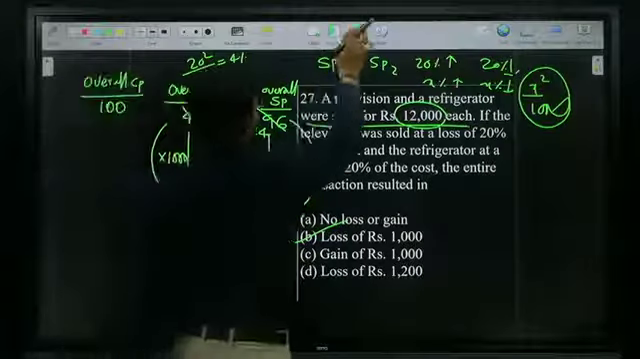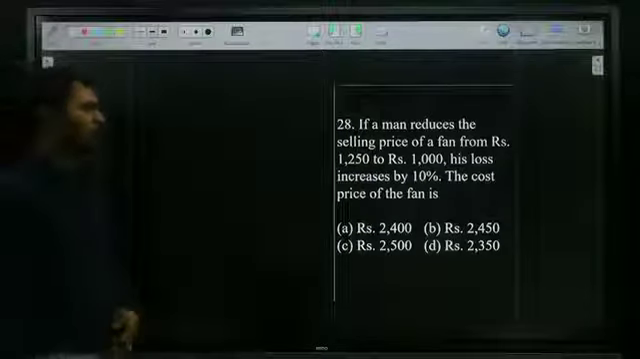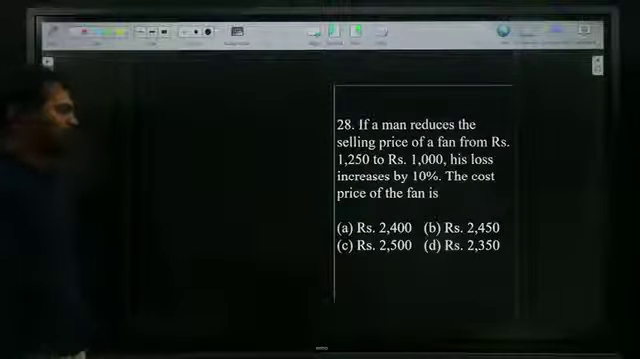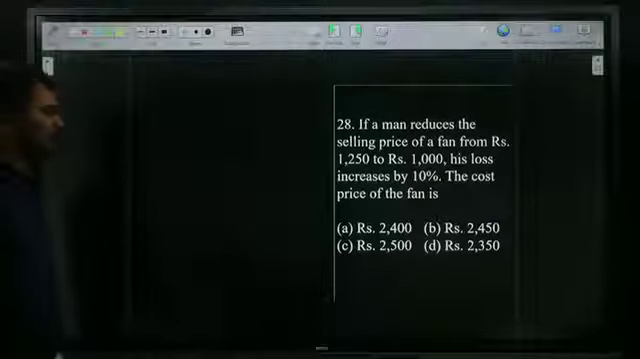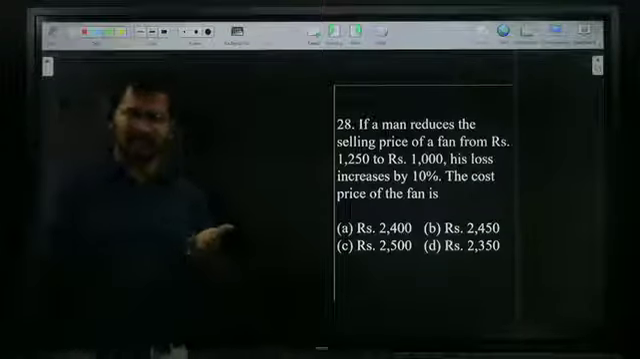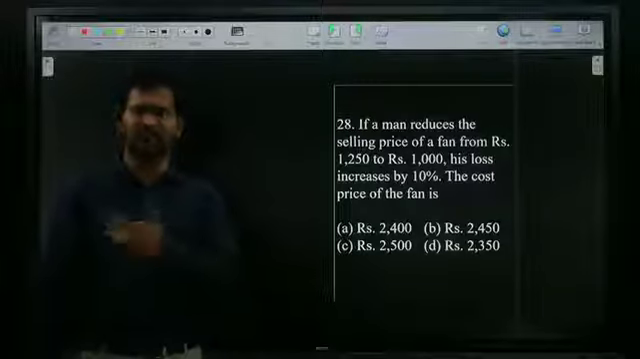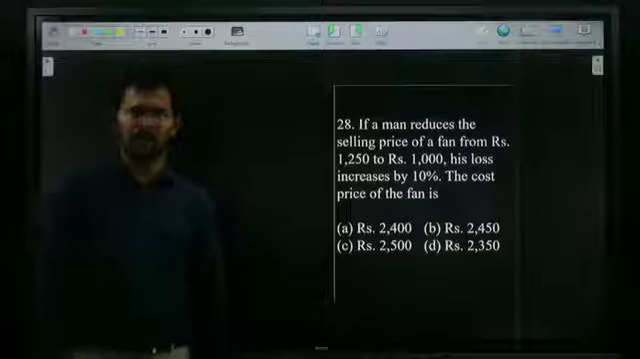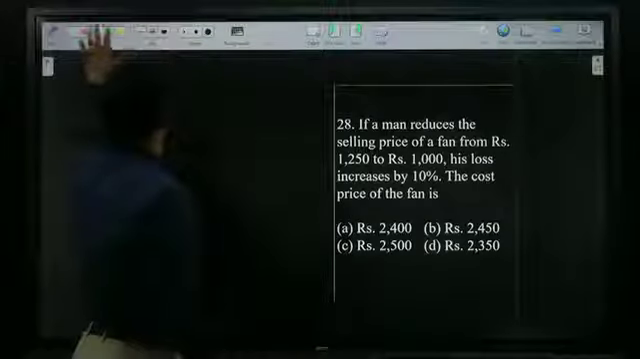Next question. If a man reduces the selling price of a fan from 1250 to 1000, his loss increases by 10%. The cost price of the fan is dash. Whenever you reduce the selling price, you definitely get a loss. Yes or not? If you observe carefully, you can get the answer straight away.